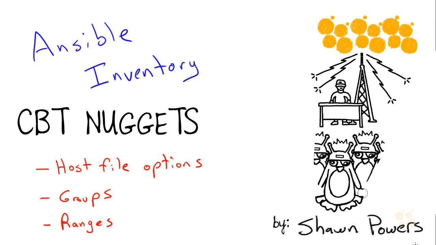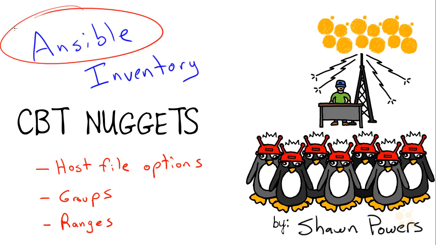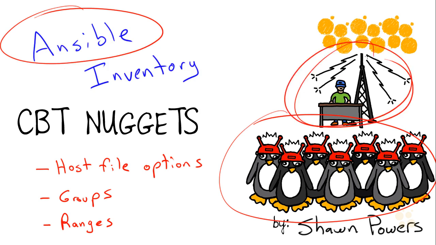All of our clients are set up. So really the only thing we need to do is to tell Ansible exactly which clients it's in charge of, because right now Ansible doesn't know who to reach out and touch. So all of our little penguins here are ready to be controlled. We just have to tell Ansible exactly which ones they are.